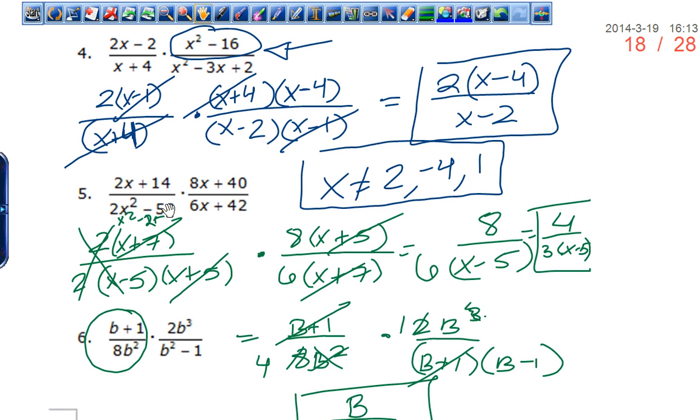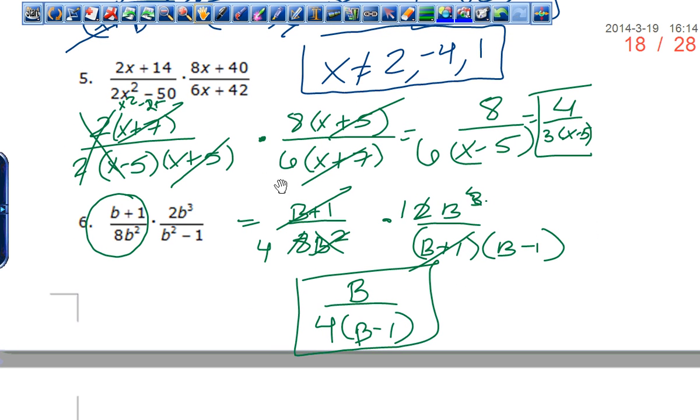Number 5. If you factor out a 2, GCF on the top, GCF on the bottom, then on bottom you're going to have x squared minus 25. On top, factor out an 8, factor out a 6, and x plus 5, x plus 7. And then on bottom, remember, now that you have x squared minus 25, it's actually difference of squares. And then you can cancel everything out, reduce 8 over 6, you get 4 over 3 and x minus 5.